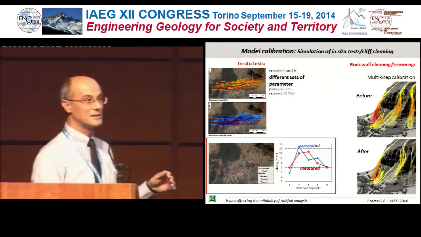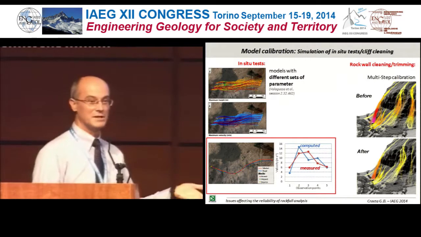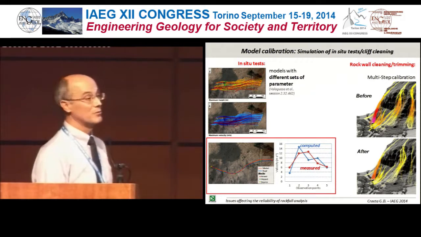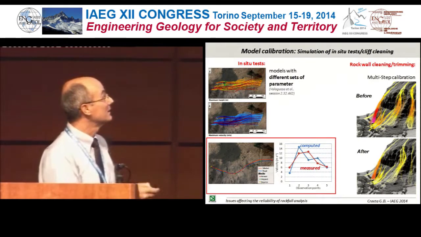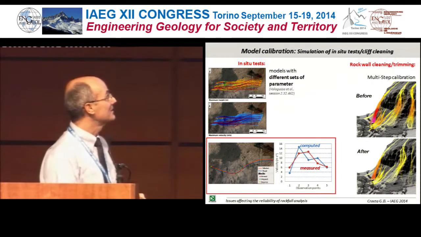Yesterday there was a nice case study that showed they were designing a countermeasure, there was a major rockfall, and they calibrated the parameters on the event. And the same can be done, for example, when there is some cliff cleaning or trimming. This is one of the cases, and we will see most of the applications on this case study in the next slides.